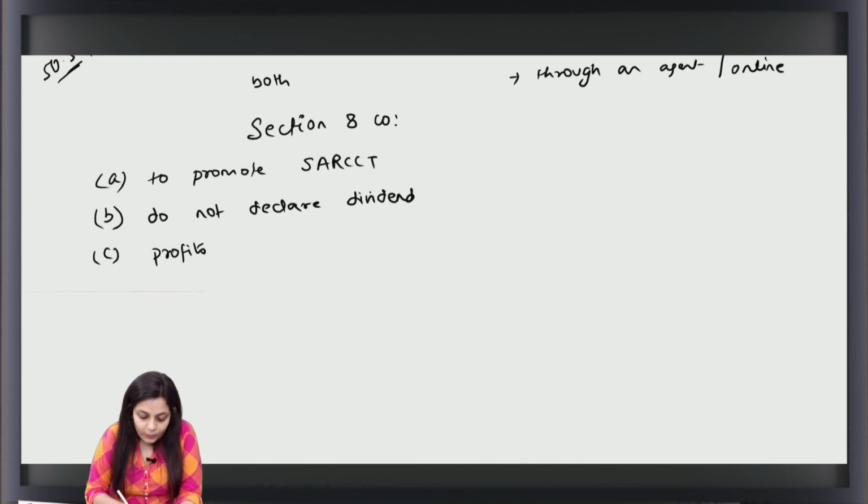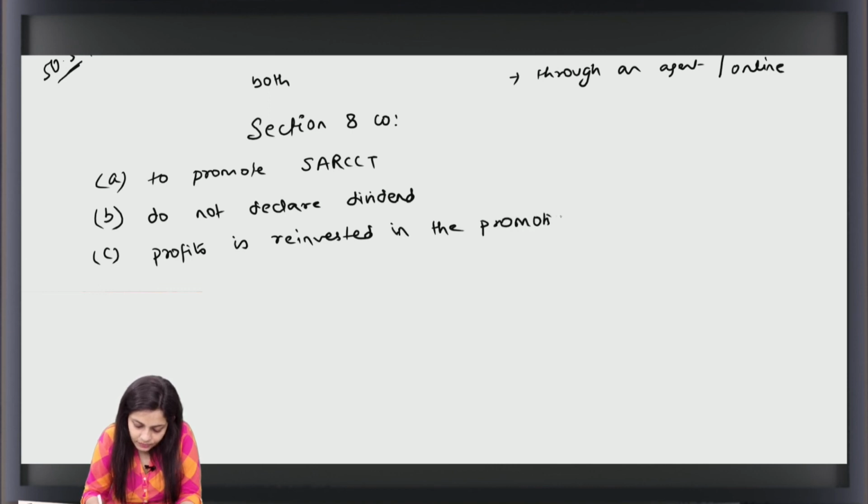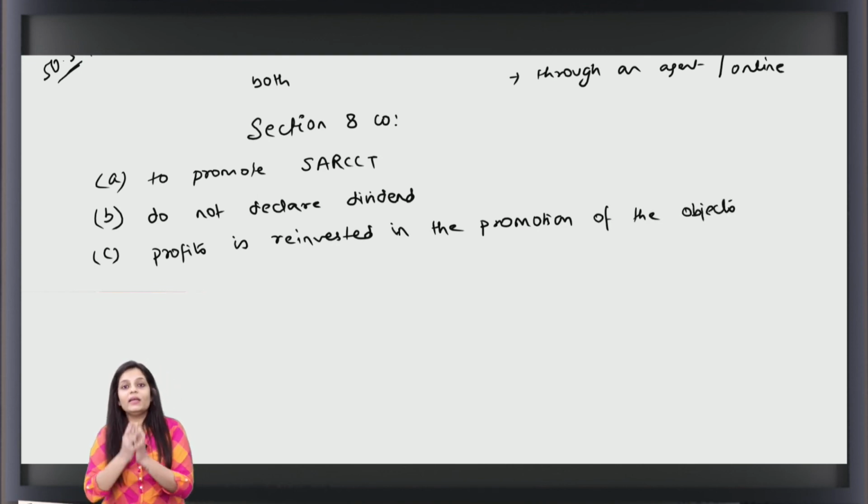So do they declare dividend? No. So what happens to the profit? It is reinvested. The profit is reinvested in the promotion of the objects. Basically they are for the development of science, art, commerce, religion, charity, technology, whatever. They do not declare dividend, and whatever profits they earn, it is reinvested into the business again.